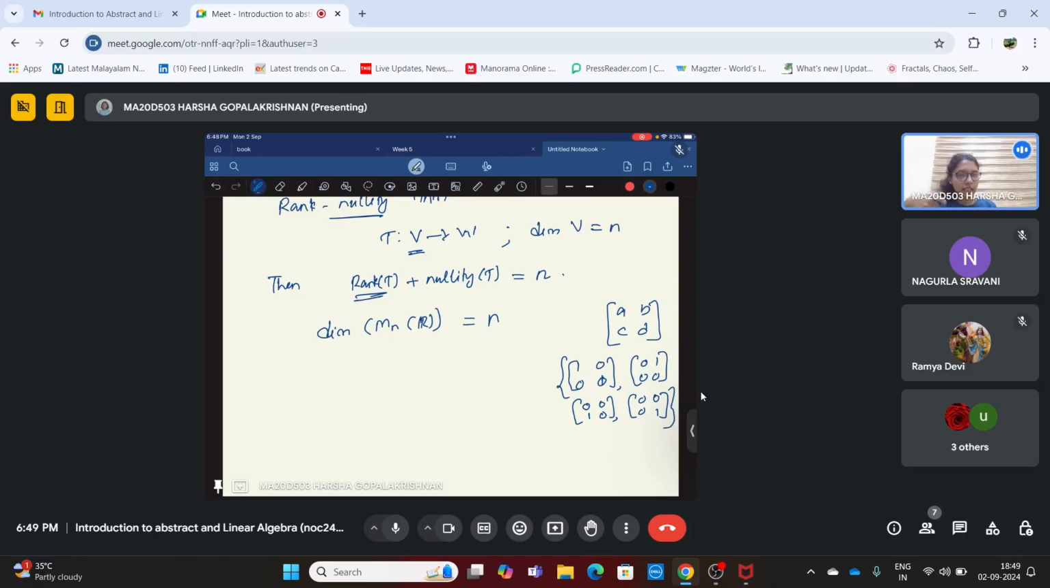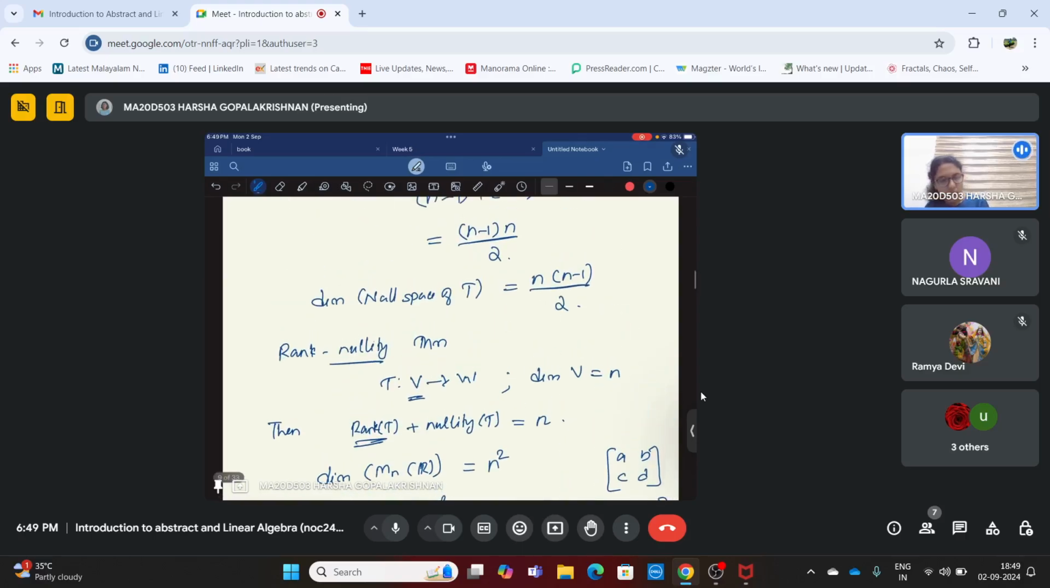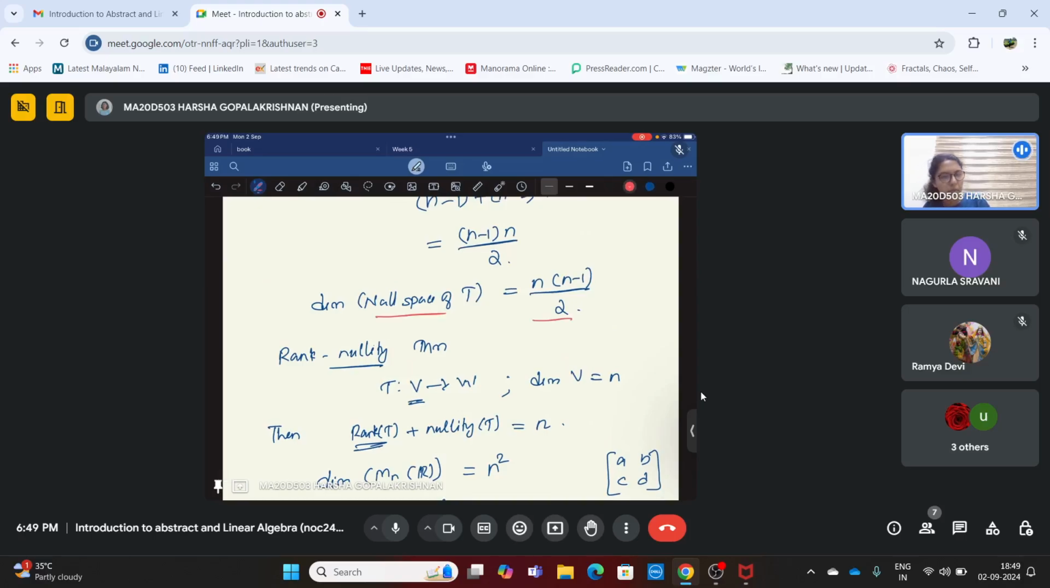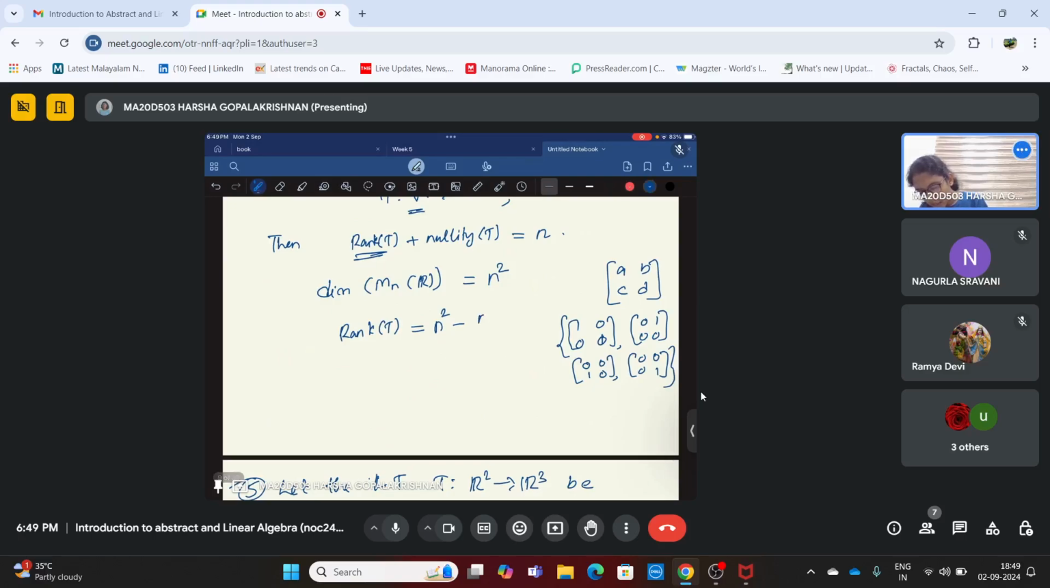So in the n by n case, in any matrix we take, we have n square entries, and each is independent of the others. If I choose the first element A11, I can choose A12 in any way, not depending on A11. All are independent, so n square is the dimension of Mn of R. So using the rank nullity theorem, rank of T is n square minus nullity of T. The nullity we have already seen, the dimension of the null space, is n into n minus 1 by 2. So the answer is 2n square minus n square minus n by 2.